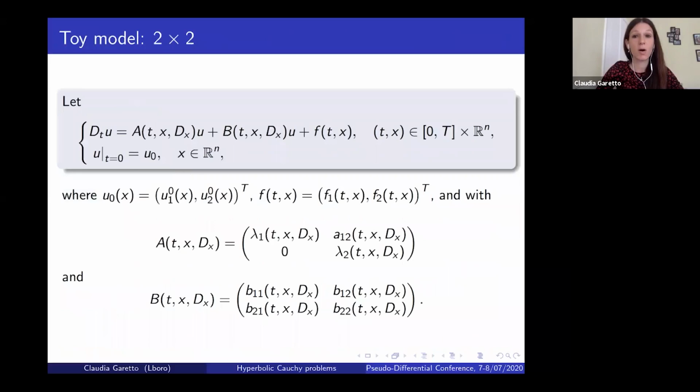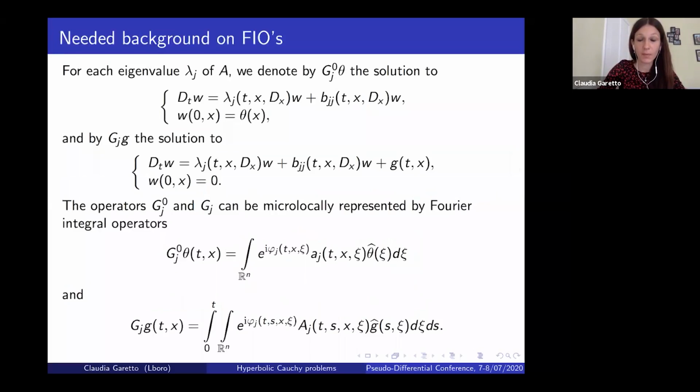So let's have a look. I have rewritten here our toy model, which is the 2x2 example. We will have the matrix A that we assume to be in upper triangular form, so I will see the eigenvalues λ1 and λ2 here. Then I will have another entry here, which will be a pseudo-differential operator of order 1. Then I will have a matrix B, which is of pseudo-differential operators of order 0. Then I will have the column of the initial data, and then the column of the right-hand side. Then we will see in which spaces to work. We will end up getting Sobolev well-posedness, but we will have to be a little bit careful about the order that we are choosing. Okay, so what to do now?